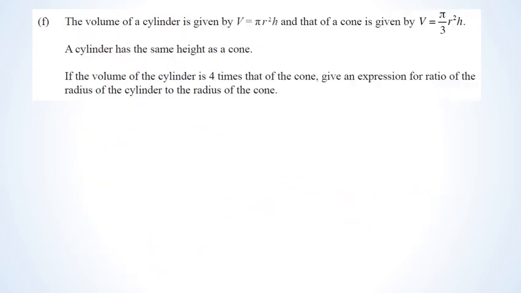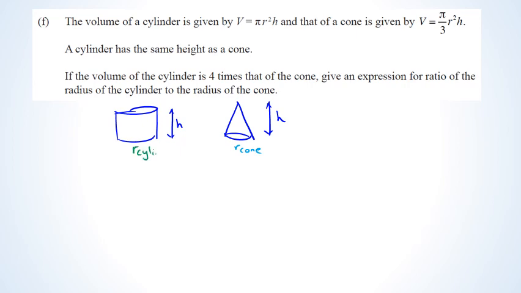Right, so in this question we've got the volume of a cylinder given by this particular formula, and then a cone's formula has been given to us. Now they're telling us that the cylinder has the same height as the cone. So there is my cylinder, it has the same height. There is my cone, that has the same height. But the radius, I'm going to put this as radius of cone, and here I'm going to put this as radius of cylinder. So what they're saying is that the volume of the cylinder is 4 times that of the cone, so basically the volume of the cylinder equals 4 times the volume of the cone.